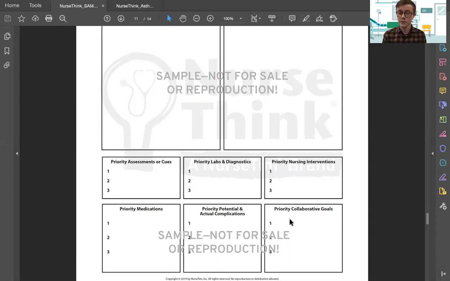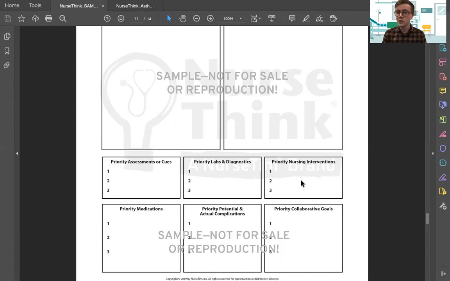What are those top three priority assessments for somebody who has nicotine abuse, or maybe who is in an asthma exacerbation, for example? What do you want to be looking for? What would be some interventions that you could do? Again, top three. Top three, we always go back to top three, all right?